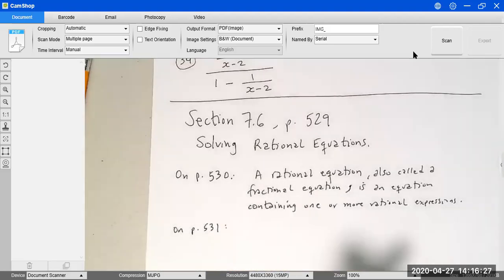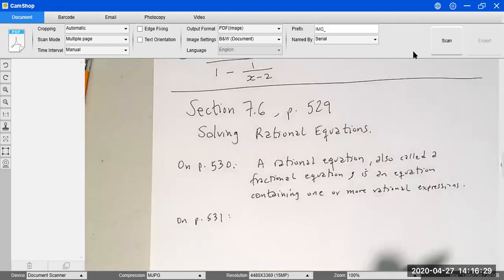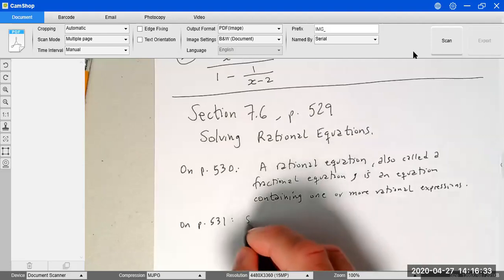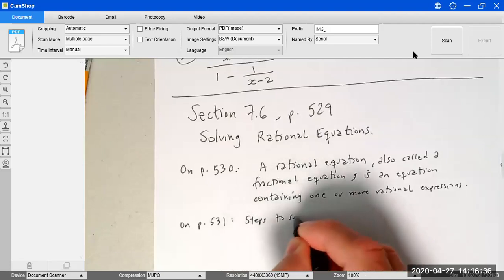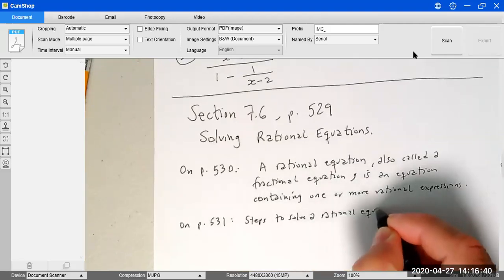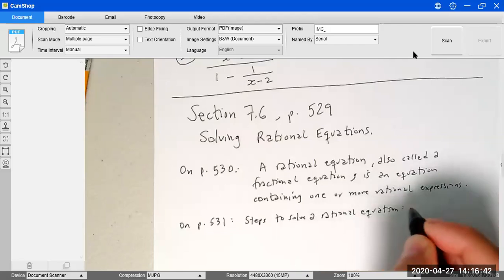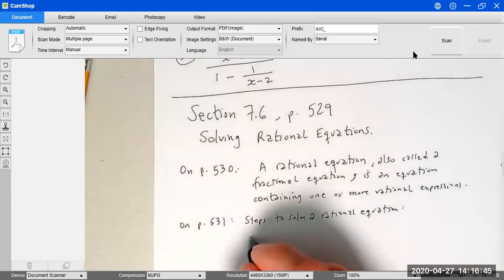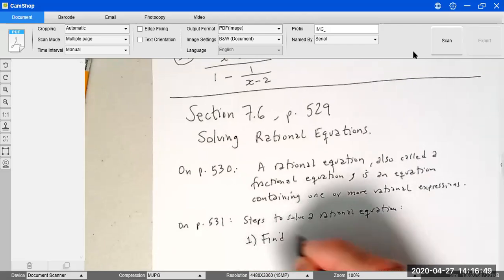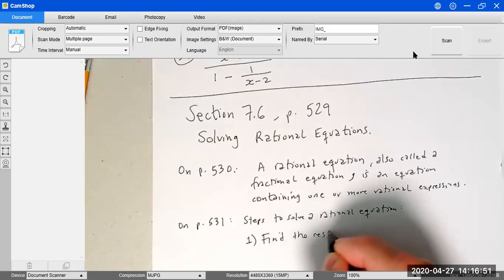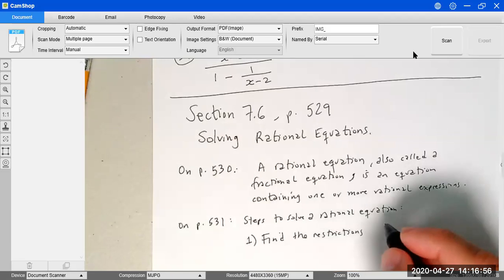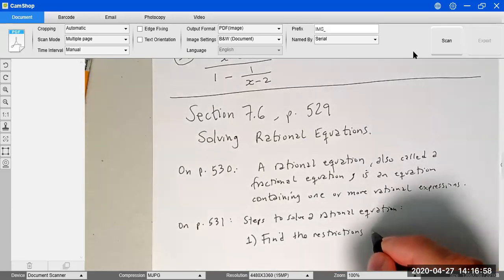Then on page 531, we have the steps to solve a rational equation. The steps to solve a rational equation are the following. First, you're going to find the restrictions on the variable.